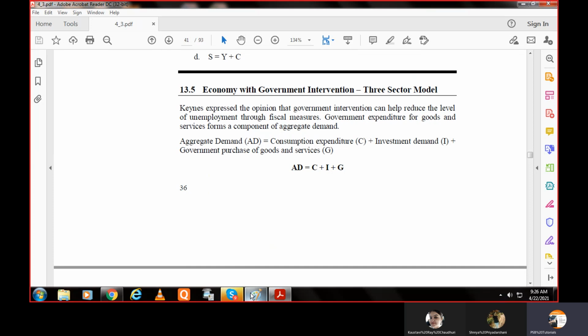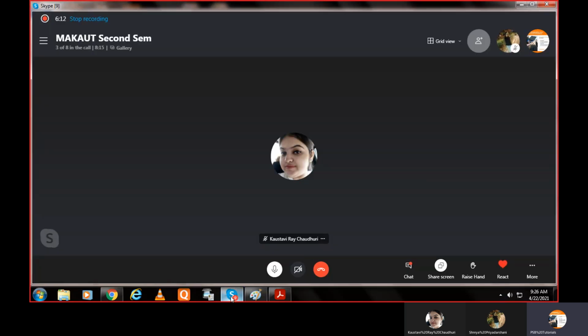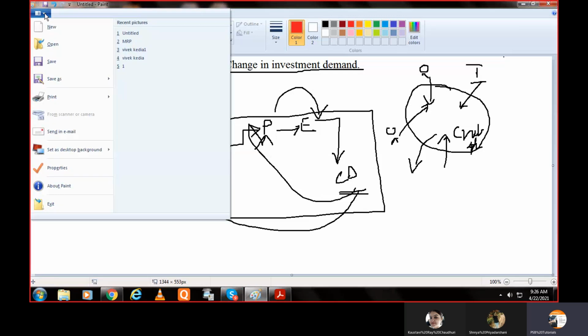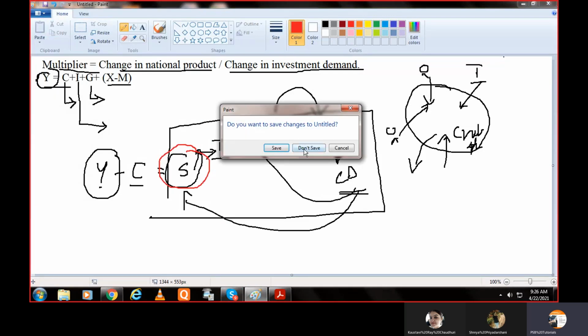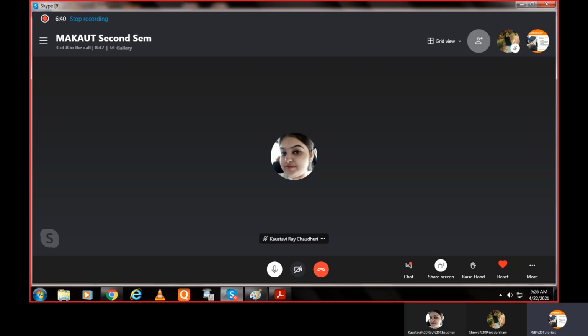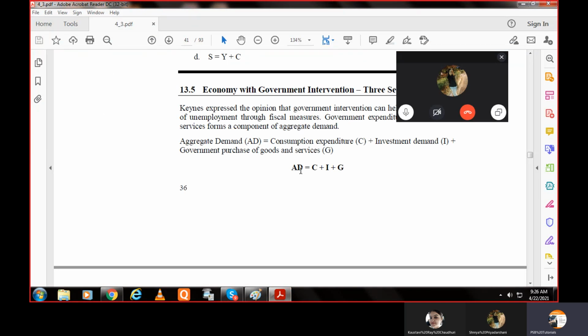Last day we discussed the economy without government intervention, that means where the government did not intervene. So at that time we understood that without government intervention, the national income was just C plus I plus X minus M. So it means simply consumption plus investment plus export minus import. If the government intervenes, then AD, that is aggregate demand, is equal to C plus I plus G.